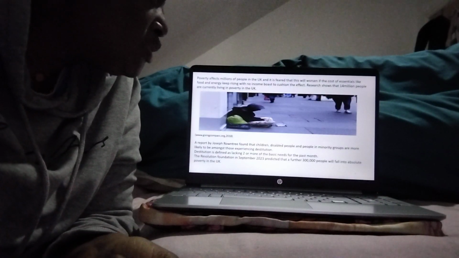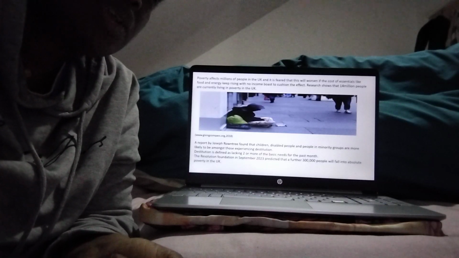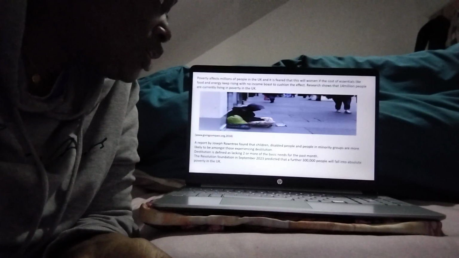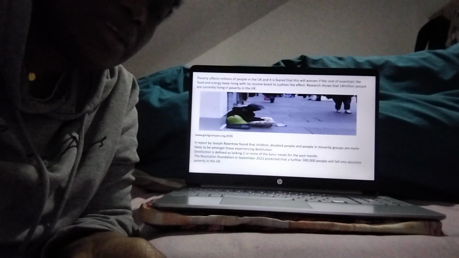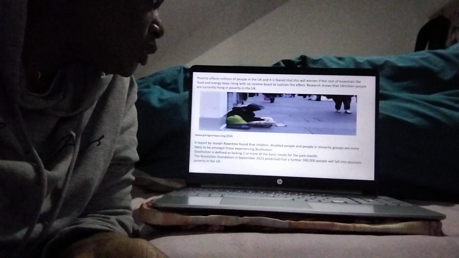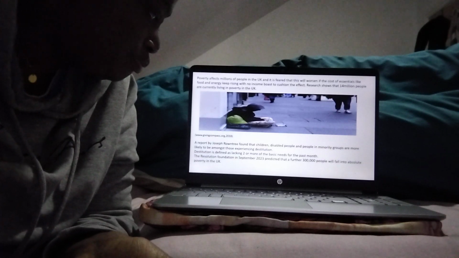Poverty affects millions of people in the UK, and it's feared that this will worsen if the cost of essentials like food and energy keep rising with no economic boost to cushion that effect. Research shows that 14 million people are currently living in poverty in the UK.